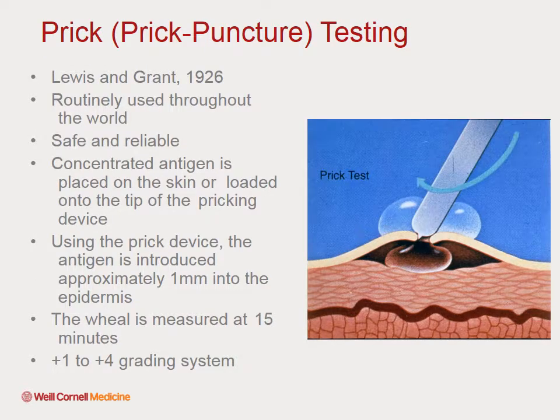Prick testing really represents the workhorse for our testing, and this is routinely used throughout the world. It's very safe, reliable. It can be done in one of two ways. The concentrated antigen can be placed on the skin, and then the prick can be done through that drop, or the concentrated antigen can be loaded onto the pricking device and then placed against the skin. It's introduced about 1 millimeter into the epidermis, and a wheal is measured at 15 minutes, and it uses a fairly straightforward 1 to 4 grading system.